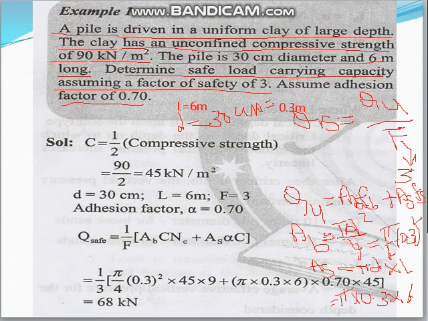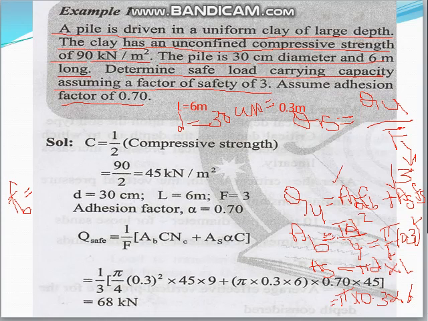Now we have two terms: the cross section area at the base level and the surface area. Now we need to know the terminology FB and Fs, that is the surface average skin friction and the bearing capacity at pile tip. First we'll find the value of FB, that is the bearing capacity at pile tip.